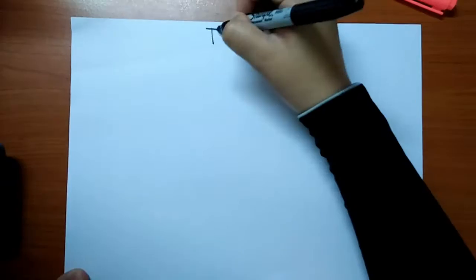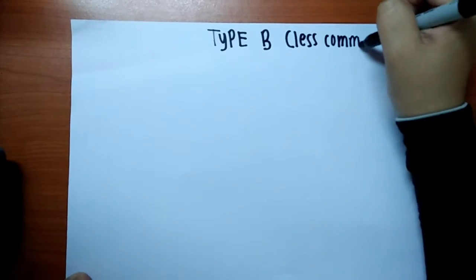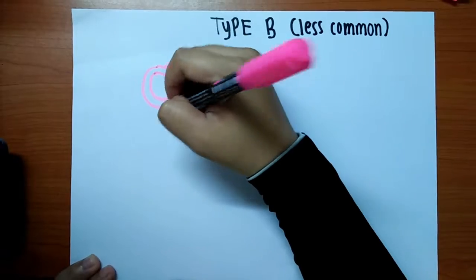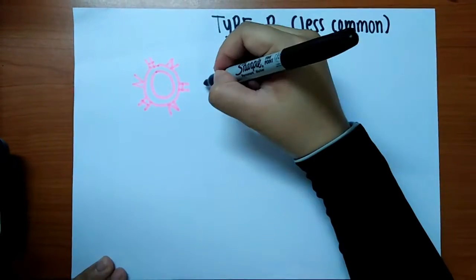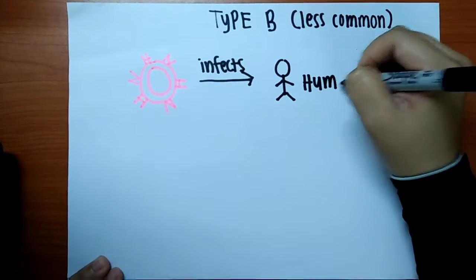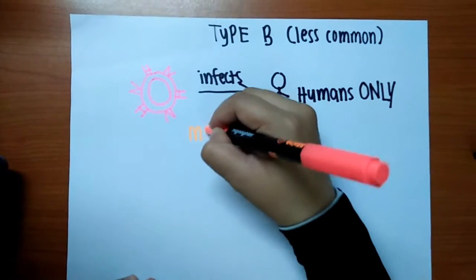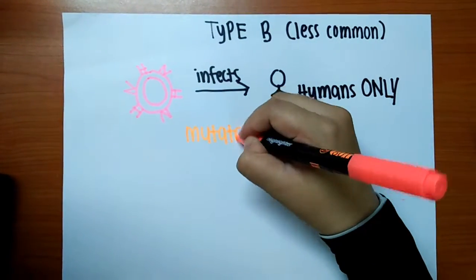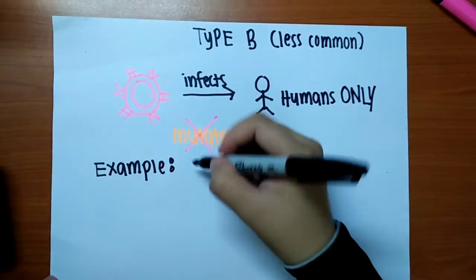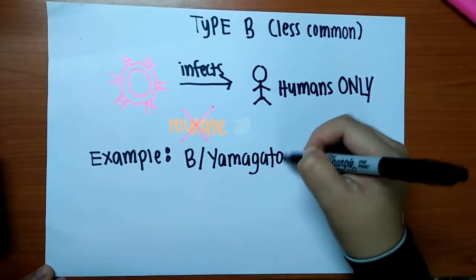We proceed to the second type of influenza, type B influenza. It is less common. Type B influenza only has a few types of H protein, hemagglutinin, and N protein, neuraminidase glycoprotein on its surface. It only infects humans and does not mutate as often as type A. An example of type B was found in Yamagata, Japan, discovered in 1988.